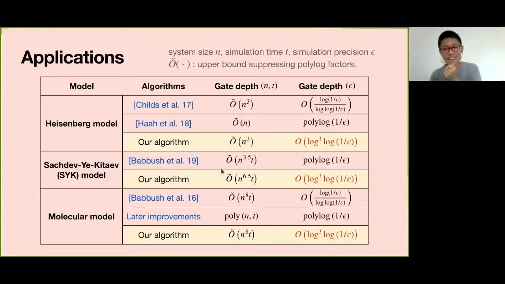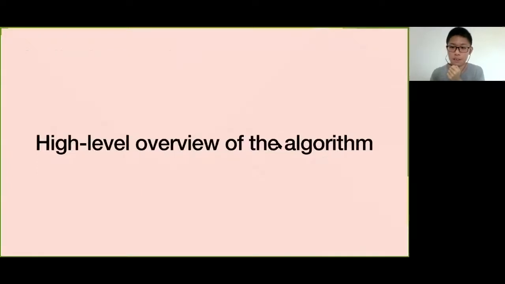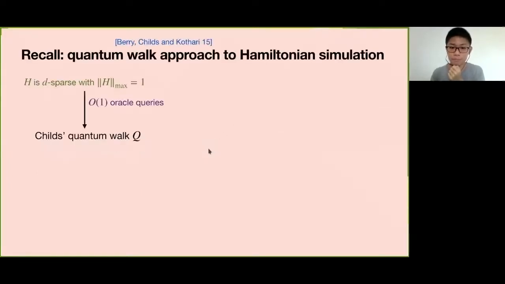Okay, great. If there's no question, I will go on to describe the high level overview of the algorithm. Now, our quantum algorithm is based on the quantum walk approach to Hamiltonian simulations. And this quantum walk is often now referred to as Childs' quantum walk. So let's get a quick review of Childs' quantum walk.